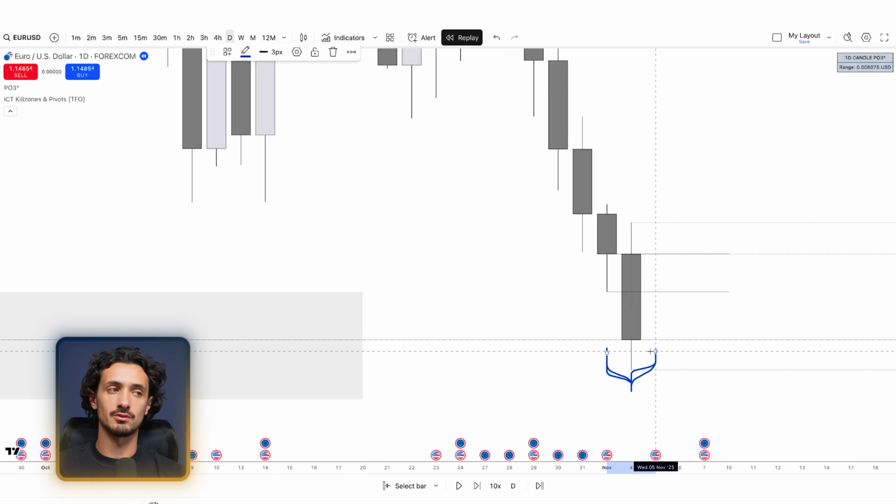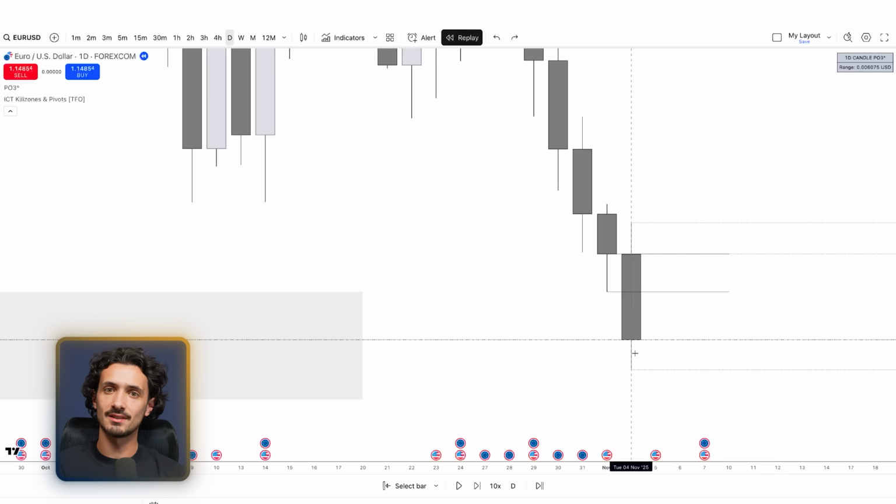People oftentimes tell you, don't try to catch the lows, don't try to catch the highs. That's just because they don't know what they're doing. That's just the truth of it. When you understand the daily model, you can do that. And it's okay if you're also sometimes wrong. This is why confirmation becomes very important.